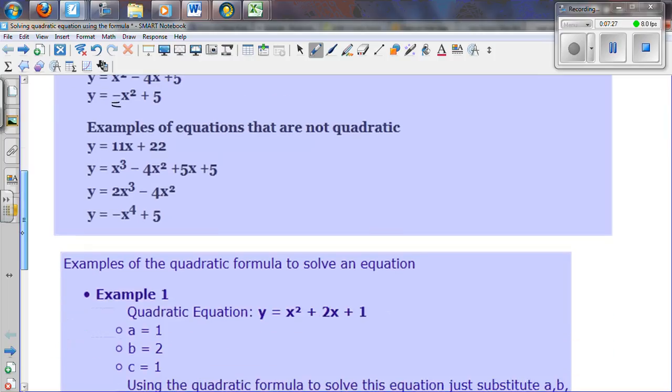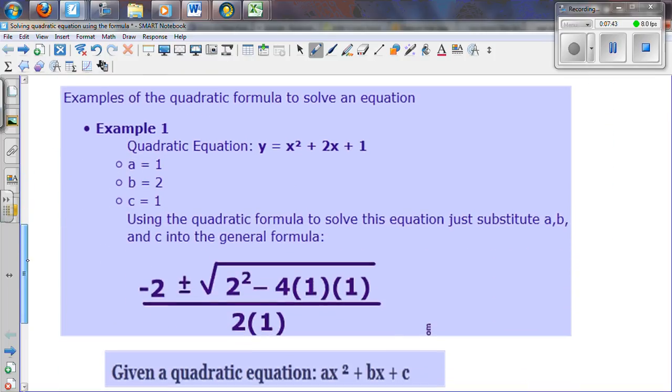If you look at the ones that they cannot be, they can't be to the fourth power. They can't have more than 3 terms. So that one has more than 3 terms. If they have just 2 terms, they can't have anything that's bigger than a squared. So let's take a look at an example here.